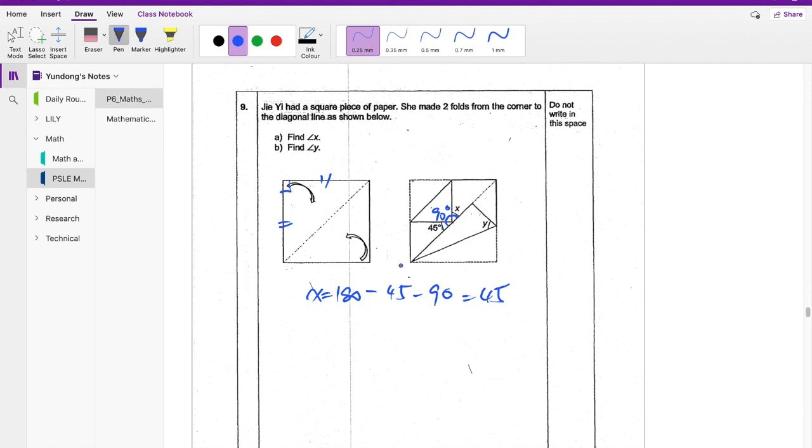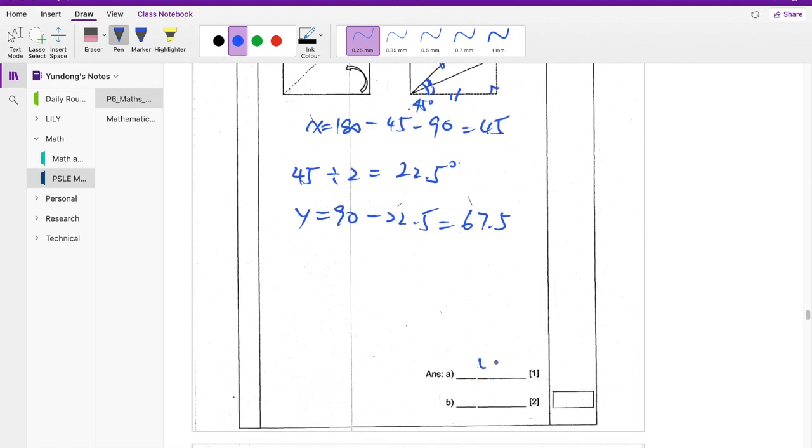But for this side, if we fold this line to this line, this angle will be the same as this angle. We know that for this right triangle in the square, this is 45 degrees. Then for the half, 45 divided by 2 is 22.5 degrees. Then Y equals, because this is a right angle, this angle is the same as this one, 90 minus 22.5, which is 67.5 degrees. So one is 45 degrees, one is 67.5 degrees.